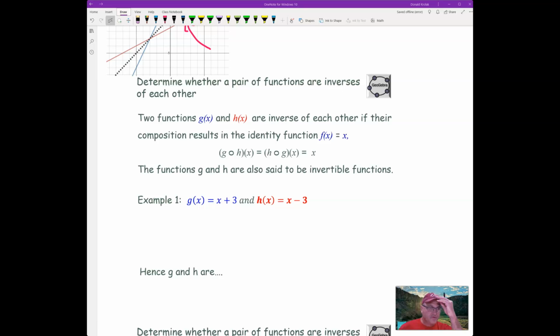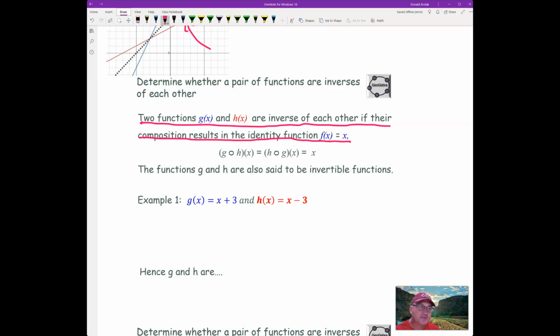All right, the first few problems in your Math Excel are going to be asking you to verify or determine whether or not two functions are inverses. So what we're going to do is use the identity function as a way of proving that. Okay, two functions are inverses of each other if their composition results in the identity function.